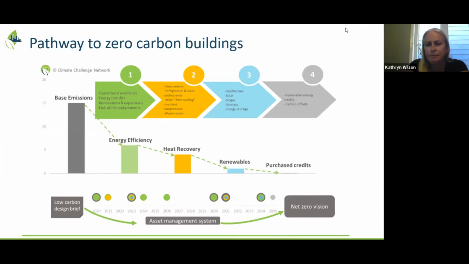Then integrating renewables, including geothermal, to cover the remaining demand, and leaving purchased carbon credits and other offsets as the last resort. As I mentioned, we see geothermal energy as a critical component in the pathway to zero carbon buildings. And given the aggressive net zero goals of many municipalities, it's crucial for municipalities to better understand how it works so they can better plan for geothermal installations and resolve any issues with existing installations.